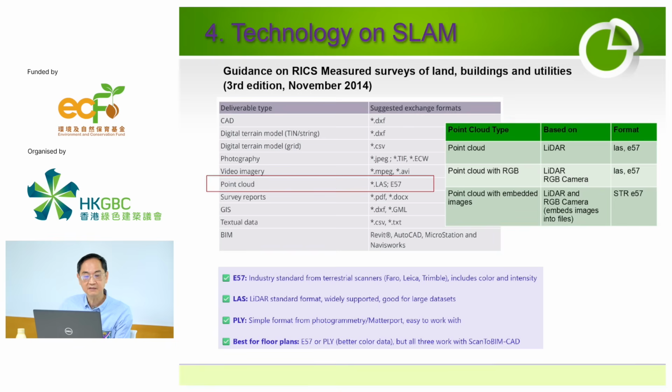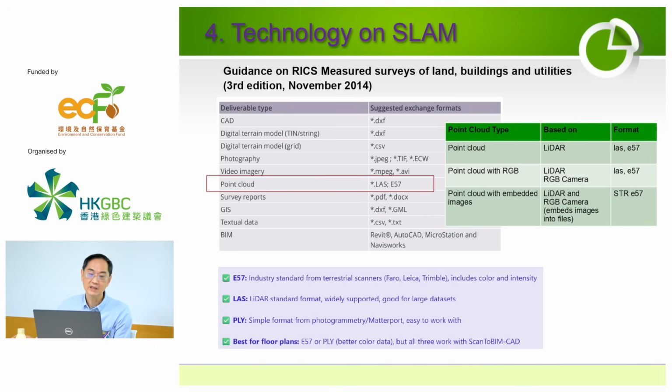E57 is the industrial standard from terrestrial scanners, for example Faro, Leica, Trimble, and includes color and intensity. So normally we use E57. Then I would like to spend some time on the PLY format. As I mentioned earlier, this one can help to save a lot of memory and processing time. It is a simple format from photogrammetry, easy to work with. So it is best if we can have E57 and PLY formats in our SLAM scanning tool, and they can help us with scan to BIM and scan to CAD later on.